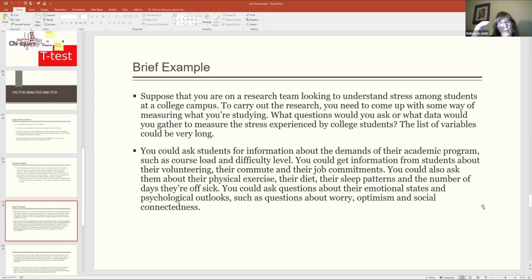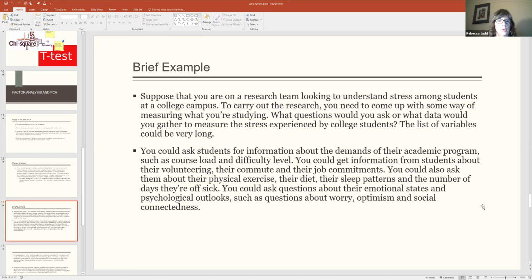Most of your scaled instruments that are already out there that you can get come with reliability and validity. A lot of them have already been through the psychometrics of factor analysis, okay? So we're going to pretend like we're doing something that's not been through that already, that there's not a measurement out there for it.